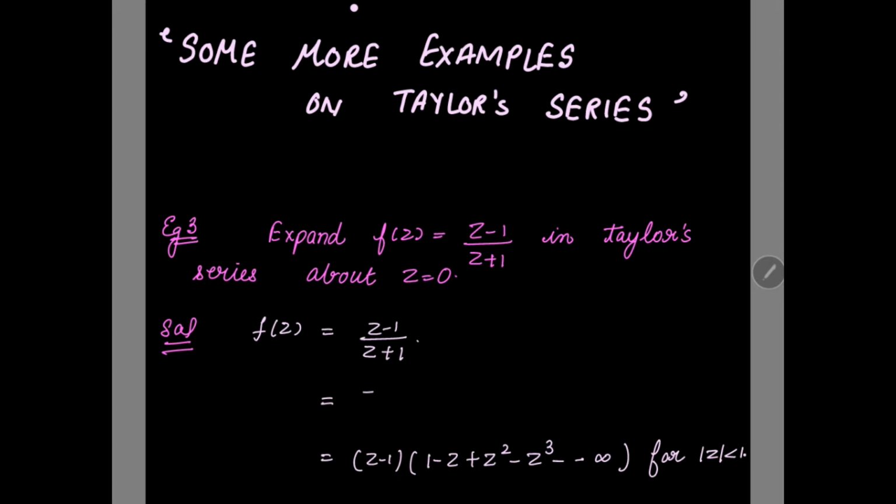We just take the denominator in the inverse form, that is (1 + z)^−1, and just now expand the series (1 + z)^−1. We'll be getting this 1 − z + z² − z³ up to infinity. Remember, this series can be expanded for |z| < 1. So we should write for |z| < 1.